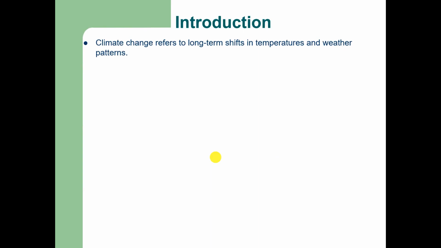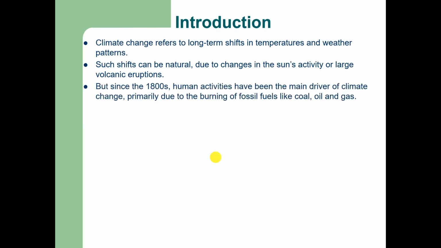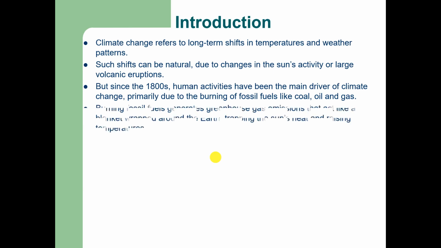Climate change means long-term shifts in temperatures as well as in weather patterns. These shifts could be either natural, as a result of changes in the sun's activity or large volcanic eruptions, or these could be due to man-made activities. For example, since the 1980s, human activities have been reported as the main driver of climate change, primarily due to the burning of fossil fuels like coal, oil, and gas.